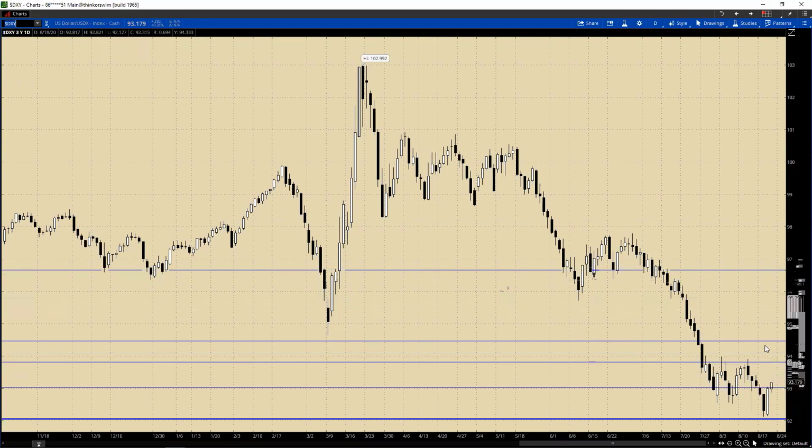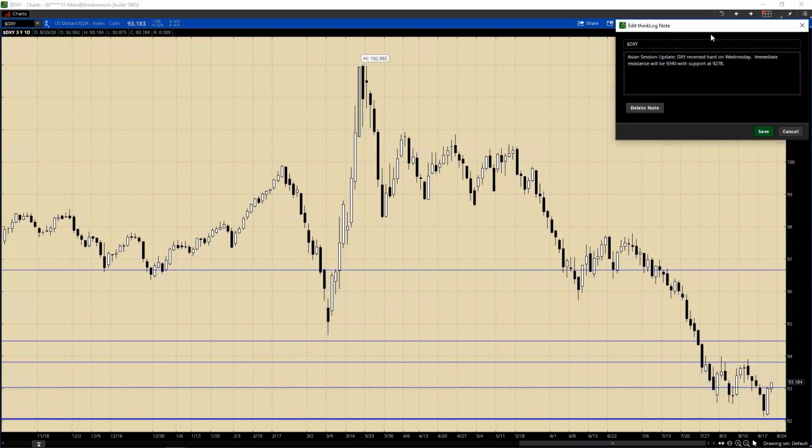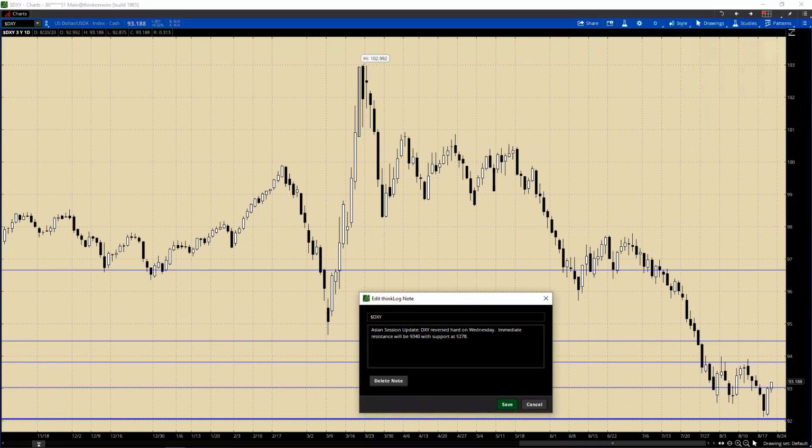And as I said, in euro, that was a pretty good strong move, but the moves in equities have just been relentless to the upside. But still, I would probably expect at least up to 93.52, considering this reversal. So rather a bit feeble for now. The dollar index reversed hard on Wednesday. Immediate resistance will be 93.40 and support at 92.78.